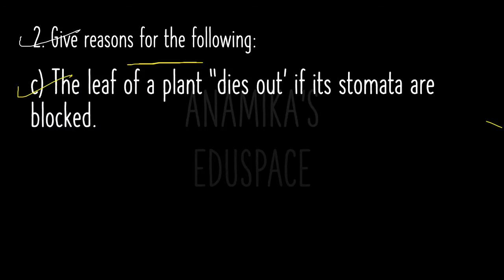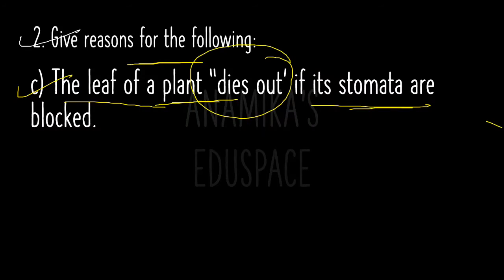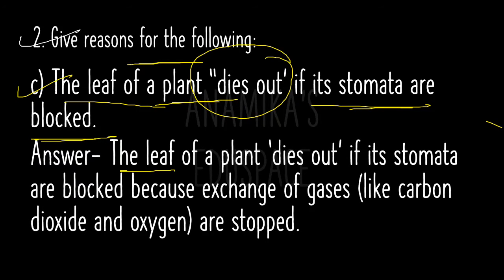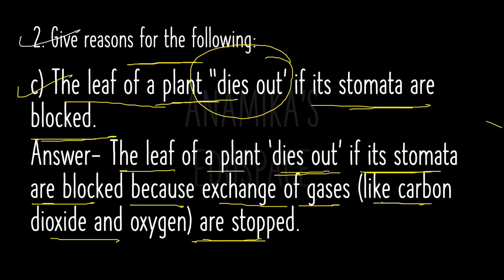Question C. The leaf of a plant dies out if its stomata are blocked. Answer. The leaf of a plant dies out if its stomata are blocked because exchange of gases like carbon dioxide and oxygen is stopped.